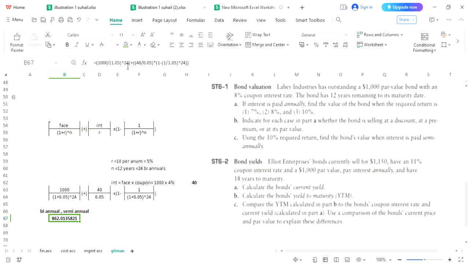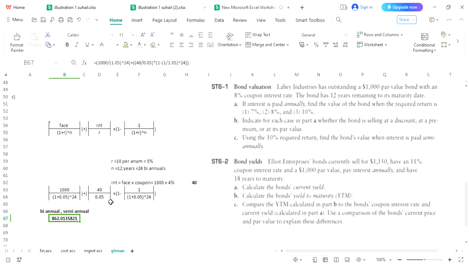Please take a screenshot and read it very carefully. 1000 was the same, instead of 10% you have taken 5%. 10% was for a full year, for 6 months 5. 12 years, in each year there are two biannuals, so in 12 years there will be 24. 80 was the interest you calculated for a full year. For 6 months it would be 40. 10% was the rate of interest for a full year, the required rate of return. So instead of 10, for 6 months it would be 5, the same 5, and n which was 12 years, for biannual we have written 24.